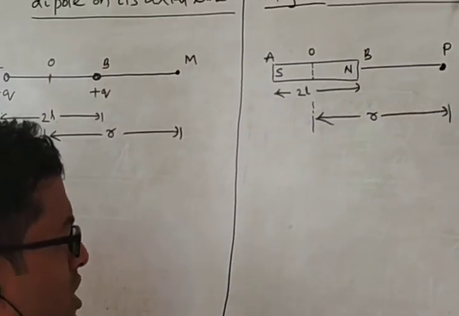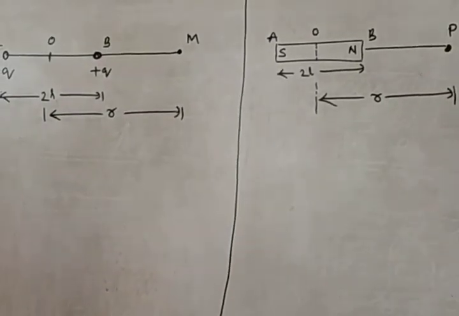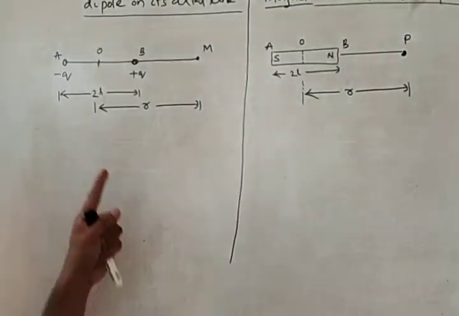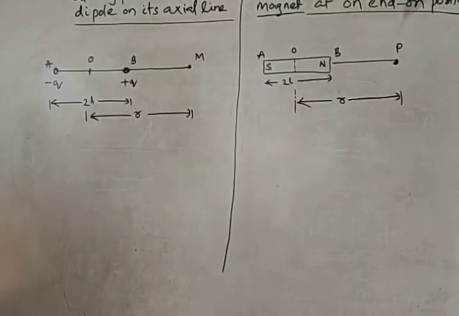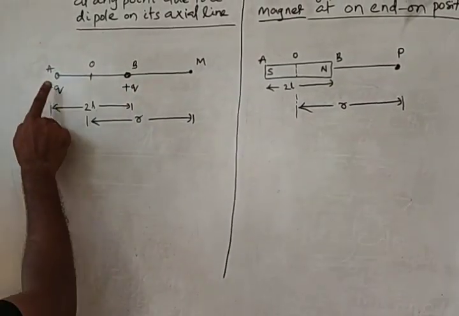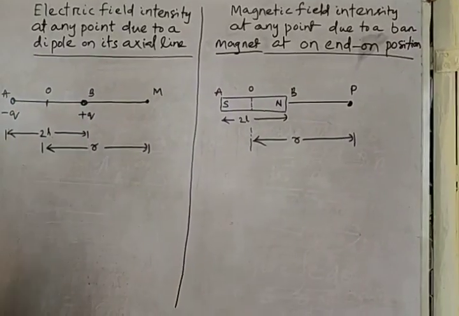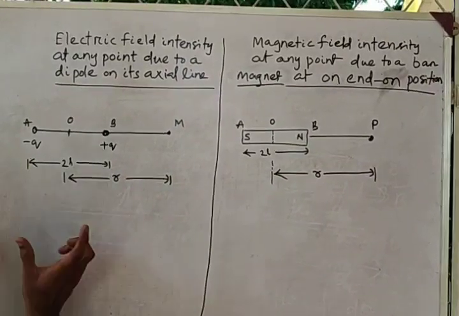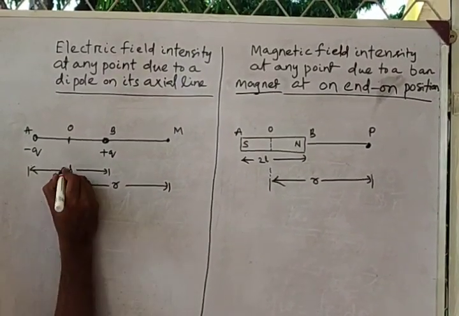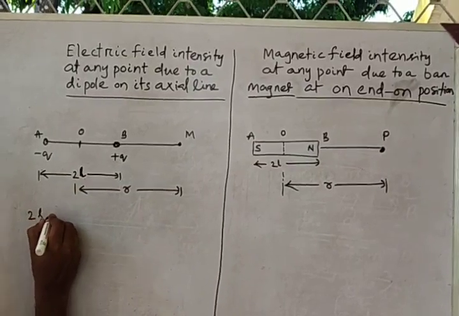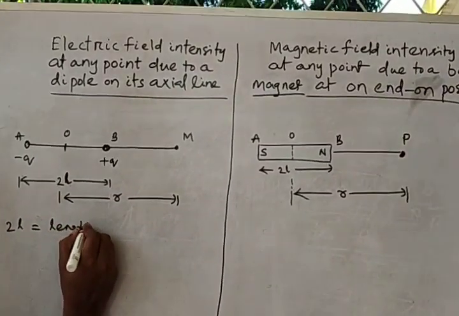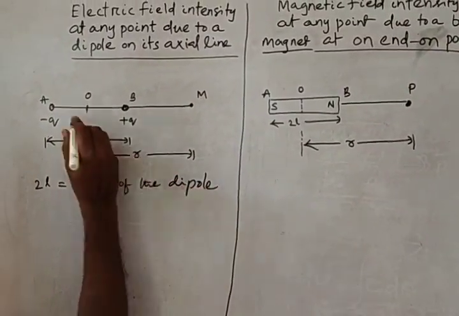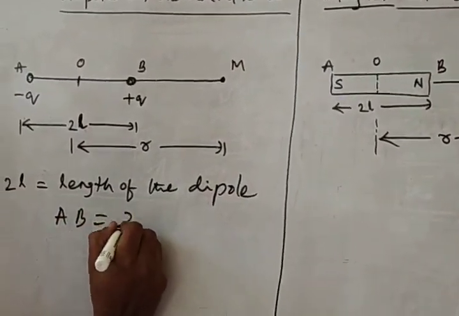Now I am considering two charges at a time. Simultaneously I have to find out the electric field intensity for two different charges at one point, that is on the axis of the dipole. Let us consider AB is a dipole whose length is 2L. I have taken the length of the dipole as 2L. So 2L is the length of the dipole. Here, I can say AB equal to 2L.